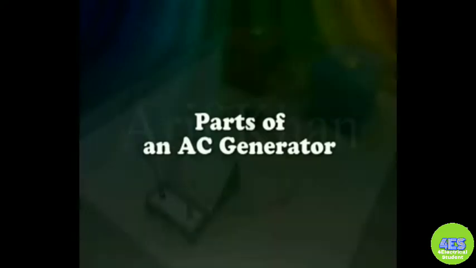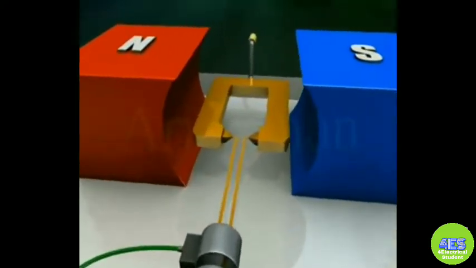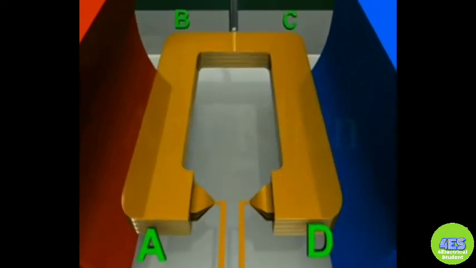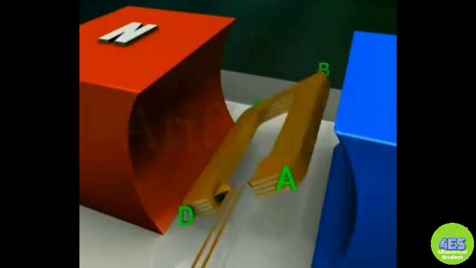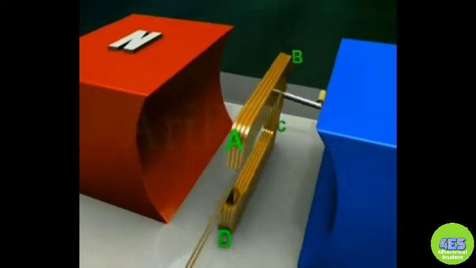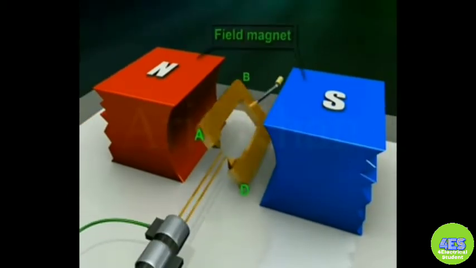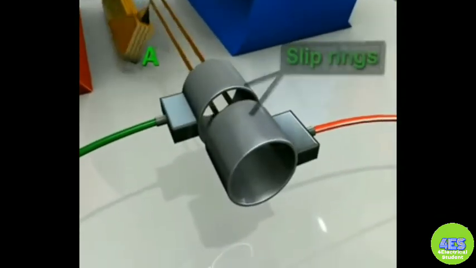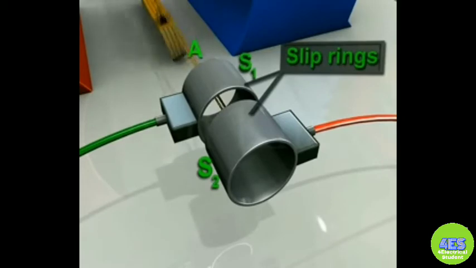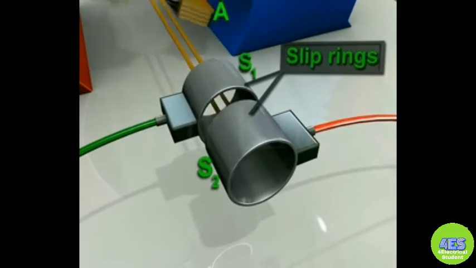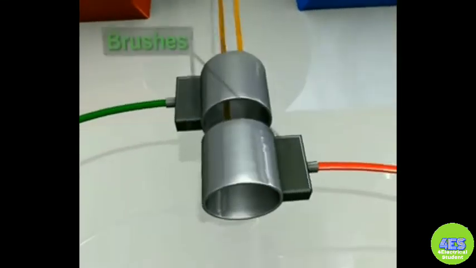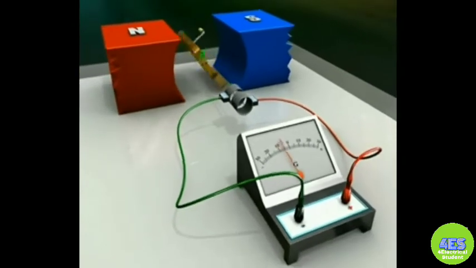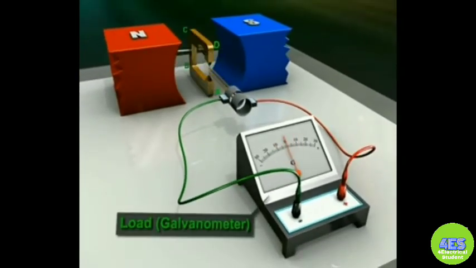Parts of an AC generator. An AC generator has an armature ABCD, a rectangular coil with many turns wound around a soft iron core. A shaft that can rotate rapidly. A field magnet, which may be a strong permanent magnet with concave poles. Two slip rings S1 and S2, connected to the armature, which thus rotate. Two brushes B1 and B2, which provide electrical contact with the slip rings and a load, which may be a galvanometer as shown.